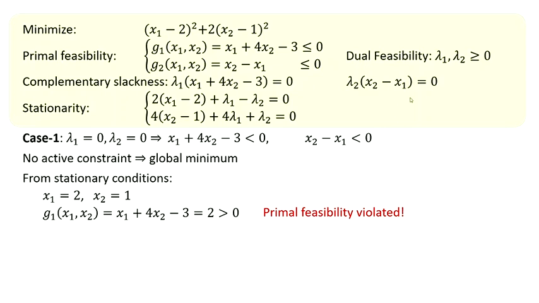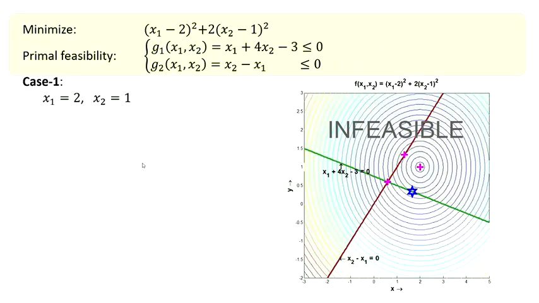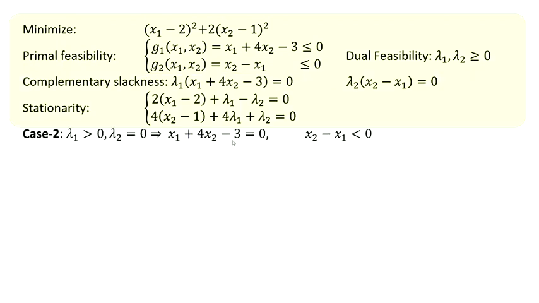Okay, primal feasibility is violated. So case 1 over, we reject the solution. This is the global minimum and we rejected it. Now we look at case 2. Here, lambda 1 is greater than 0, right? If lambda 1 is greater than 0, then we have 3 variables. What are the 3 equations we'll use? First, these 2 equations. Lambda 2 is still equal to 0. The first constraint is active.